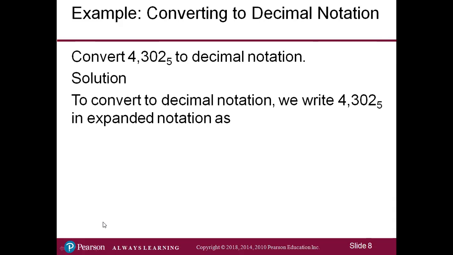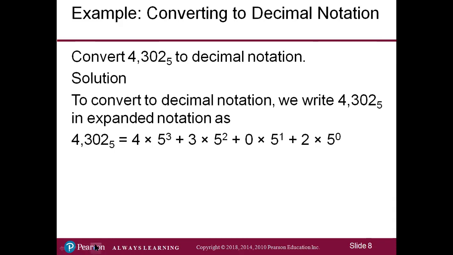To convert to decimal notation, we write 4,302 base 5 in expanded notation, just like we did with ours, only with base 5. I like to read it the other way: 2 groups of units, no groups of the base, 3 groups of base squared, 4 groups of base cubed.